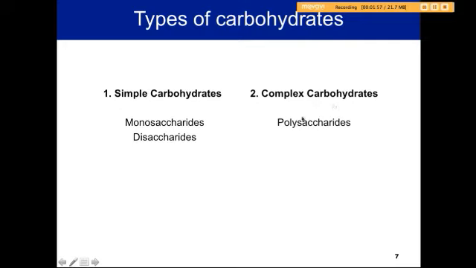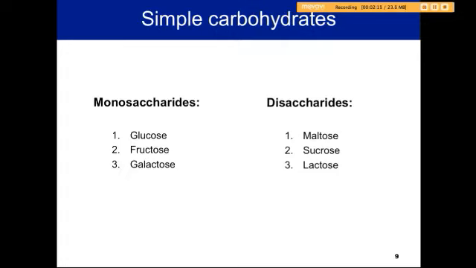Complex carbohydrates, poly meaning many, saccharides meaning sugars, are long molecules containing several sugars, which the body cannot absorb because it's too big of a molecule. It needs to be broken down through the process of digestion. Now, in terms of simple carbohydrates, there are 6 that you need to be familiar with. Monosaccharides, the single sugars, are called either glucose, fructose, or galactose. The disaccharides, the 2 molecules attached together, are either called maltose, sucrose, or lactose.